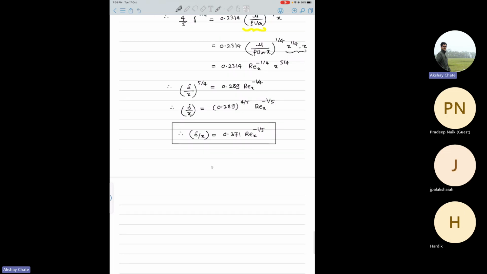So this is there. Yeah. And similarly, you can solve for this drag coefficient.